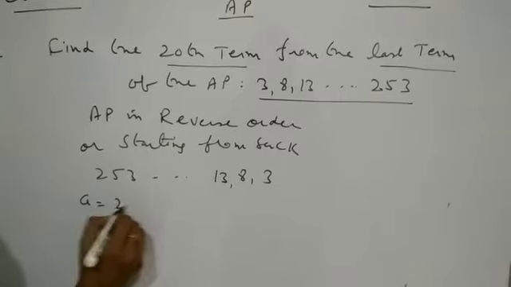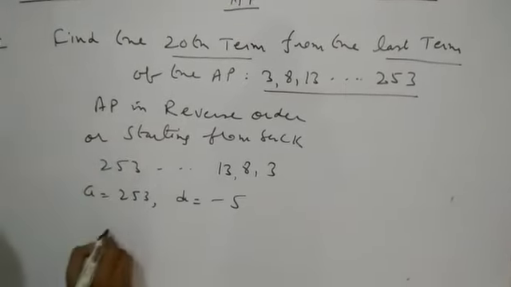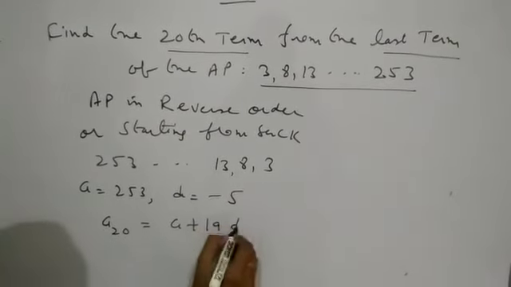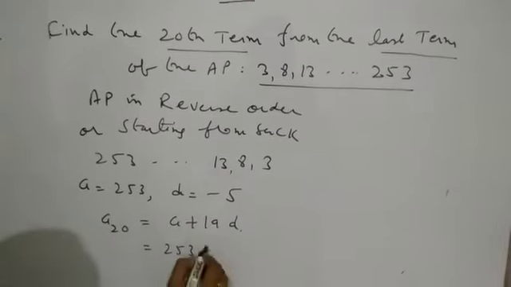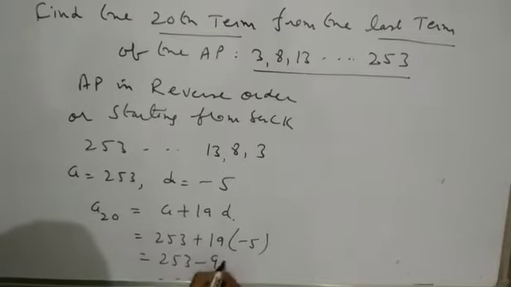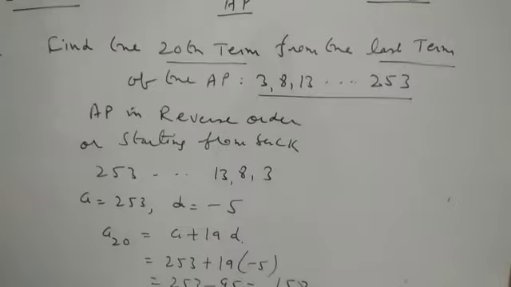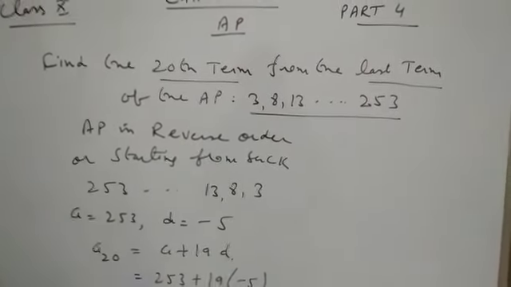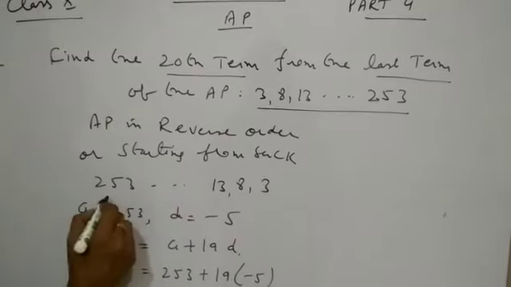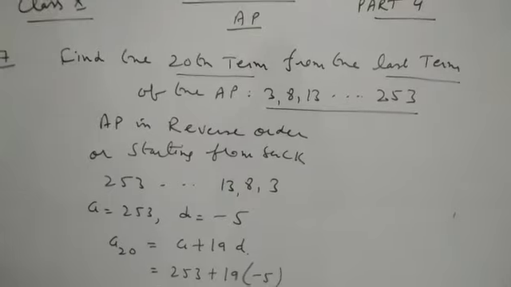Now I have a as 253 and d as minus 5. I find the 20th term from the back. It is a plus 19d, 253 plus 19 into minus 5, and 253 minus 95. It is 158. So whenever you find a term from the back, you reverse the AP from the back. The last term will be the first and the common difference will be changed with the sign.